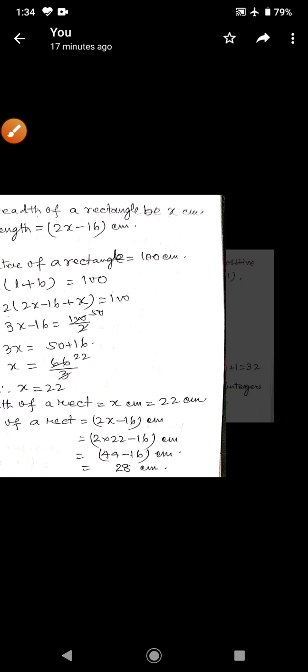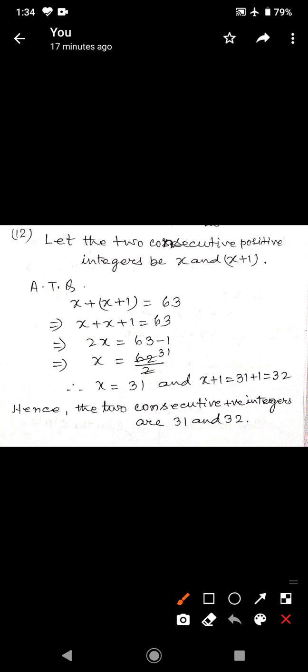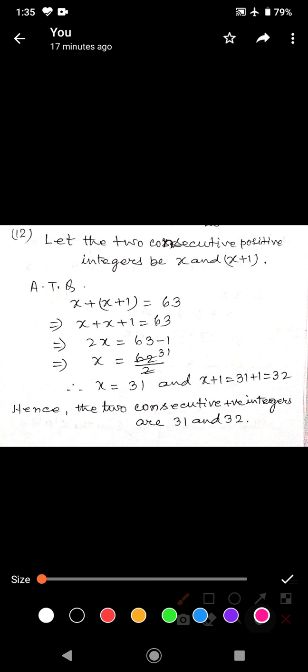Now question number 12. Find two consecutive positive integers whose sum is 63. So consecutive positive integers. Let the two consecutive positive integers be x and x plus 1. Consecutive positive integers means लगातार संख्याएं. One positive integer is x, then other positive integer is x plus 1.